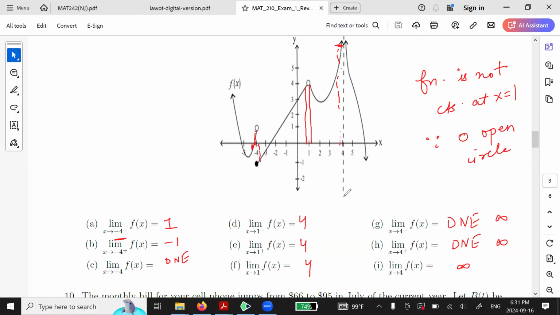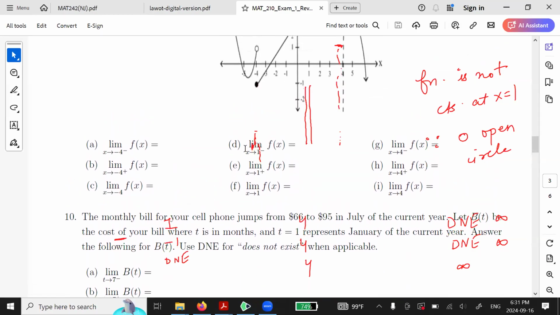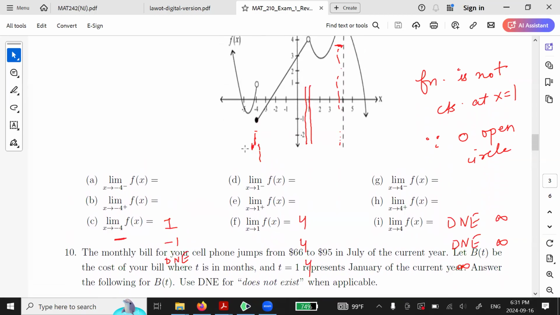Hold on. I can't see this. So let's just. I said DNE in the answers. I said it's not continuous. For F, I'm saying you wrote that it was 4. That's the answer. And what's the answer on the thing? How come it's not? It is defined. It is 4.